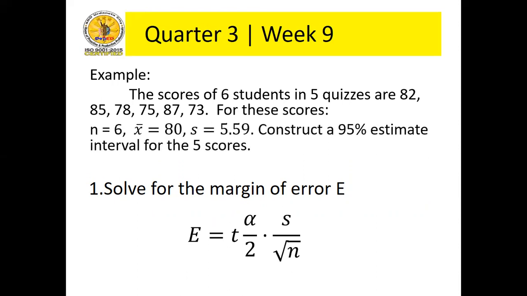Your n here equals 6, the sample size. Then if you compute the value of the mean, that will be equal to 80. Then the standard deviation is 5.59. Then construct a 95% estimate interval for these scores.